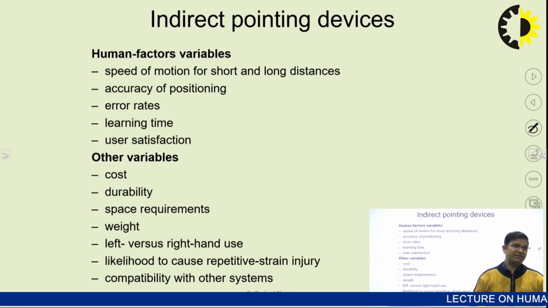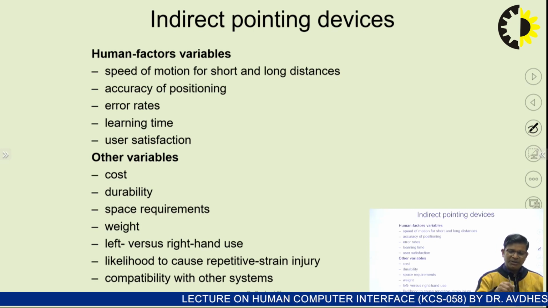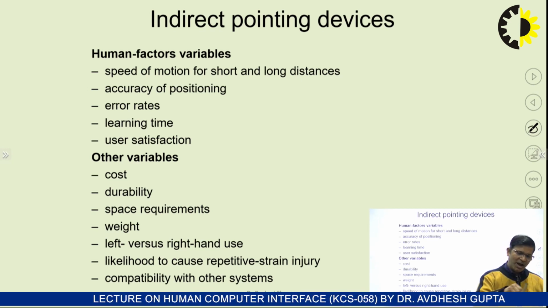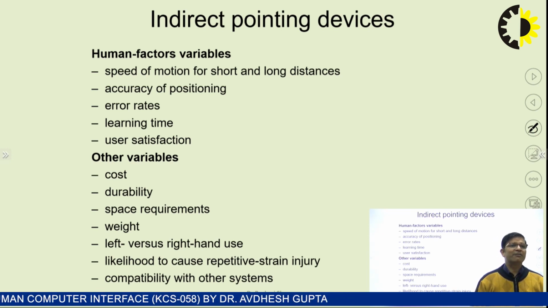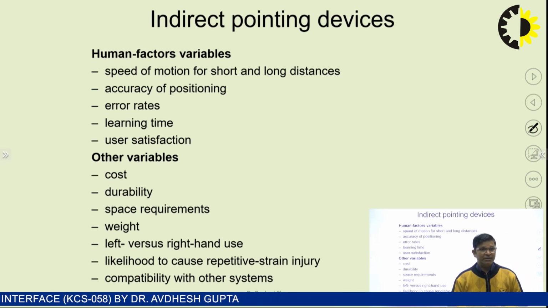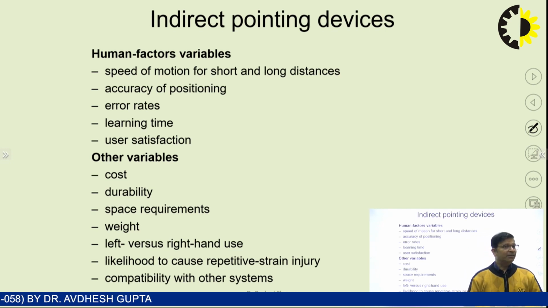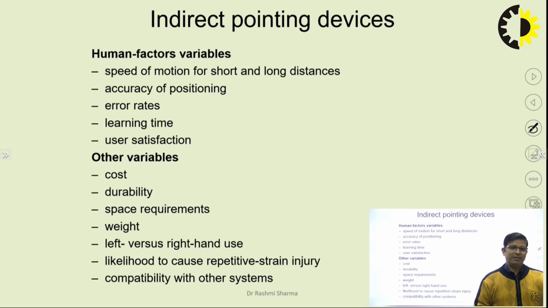User satisfaction and learning time. Learning time is, if there is a new device, how much we have to learn to handle it so that it will do the desired task. The other variables are cost, durability, space requirement, weight, and left versus right hand issues. One person uses the right hand, another uses the left hand, so the devices can be changed for a left-handed or right-handed person. Also compatibility with other systems.